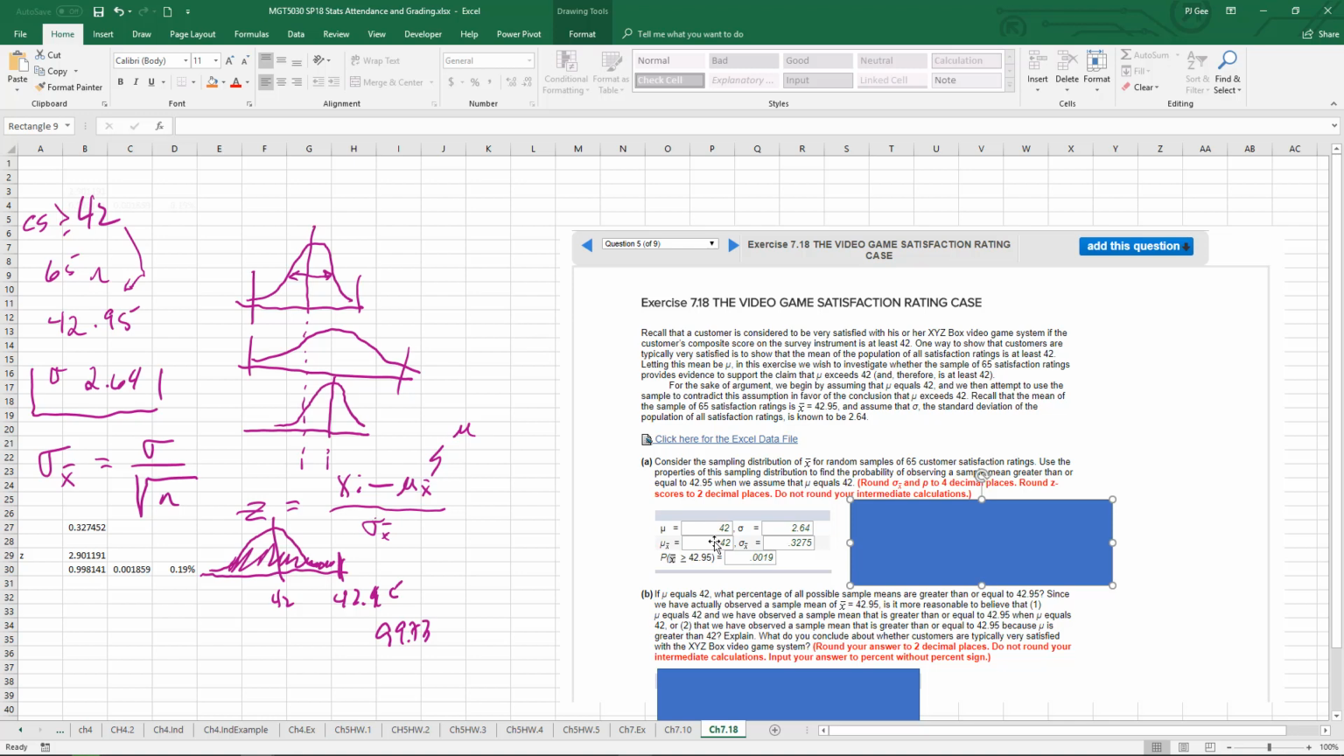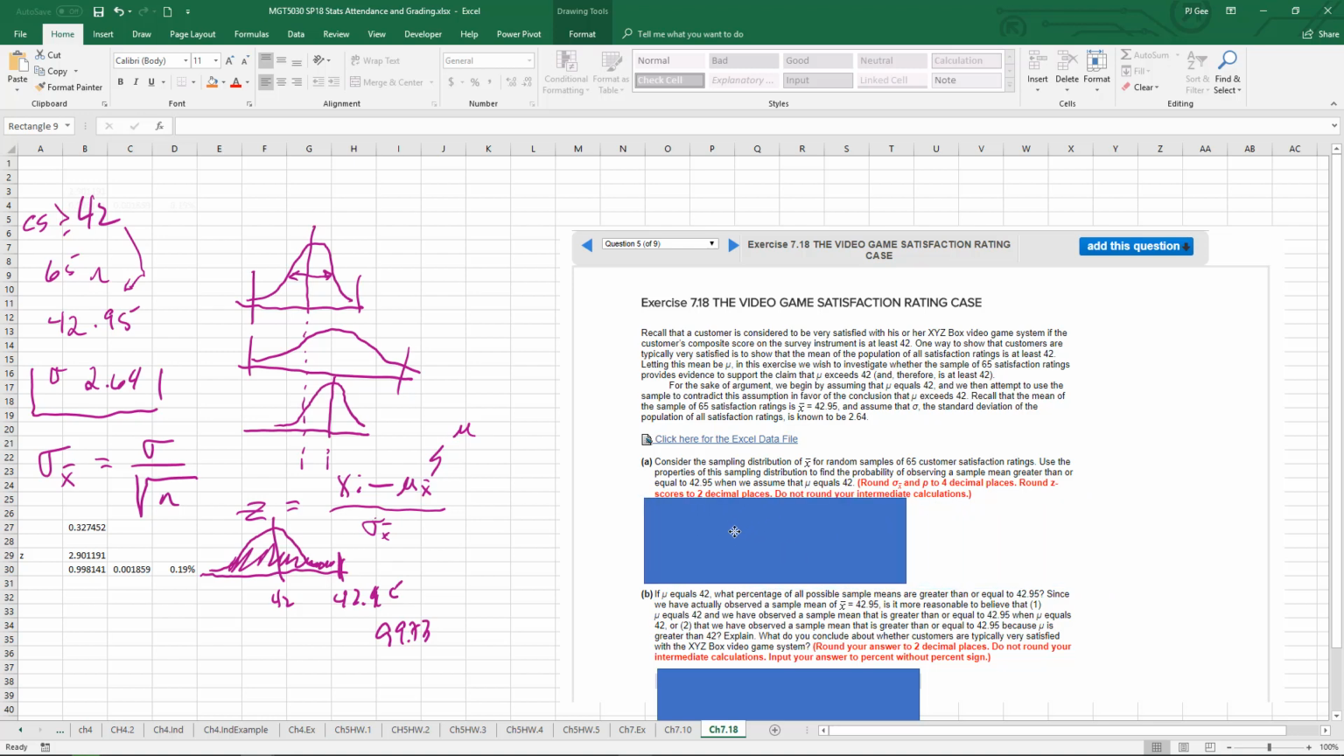Okay, so we can just drop the mu down here and use that as our mean for the sample mean, okay? And then we calculated, okay, we did that right. We got our standard deviation of the sample mean to be 0.3275. That's what we got over here. And then the probability that x is above 42.95 is 0.0019, which we got. Okay, so that worked. Good for us.